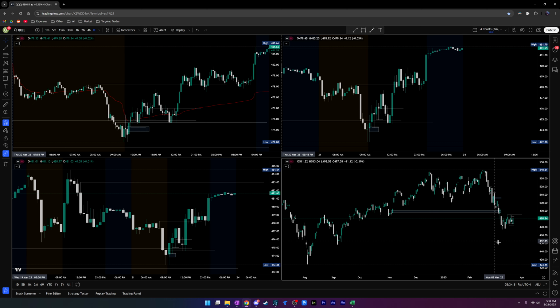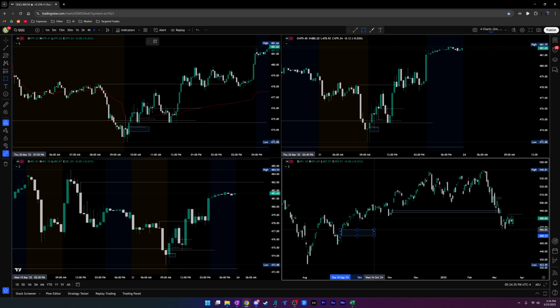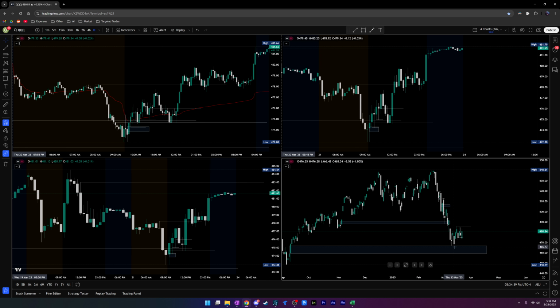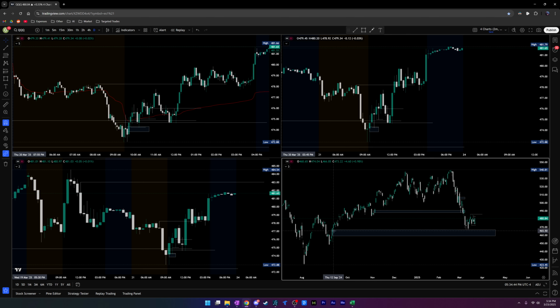So if you zoomed out on QQQ, you would have noticed this fair value gap we actually have in daily, and I believe I marked this out in a previous video. But we literally went in and just tapped it, like to the tick almost. So if you would have zoomed out, you would have had this marked out. This would have been a great area to look into.